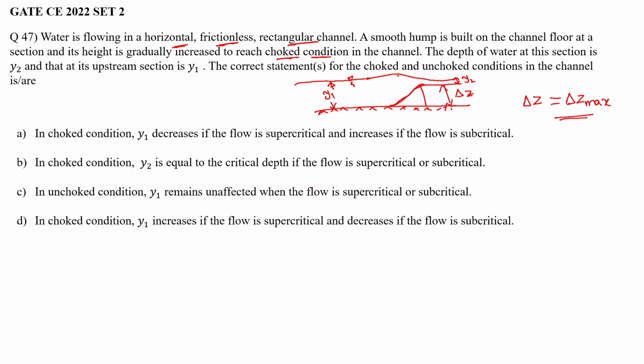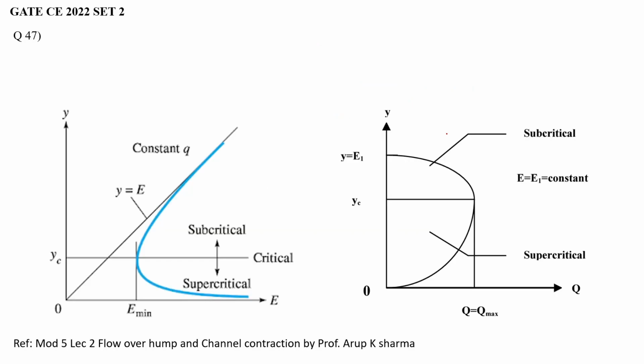So this is the scenario. Now just guess which options are correct here. The first option is: in a choked condition, y1 decreases if the flow is supercritical and increases if the flow is subcritical. Let me tell you what the choked flow is. I think I have shown you this before.